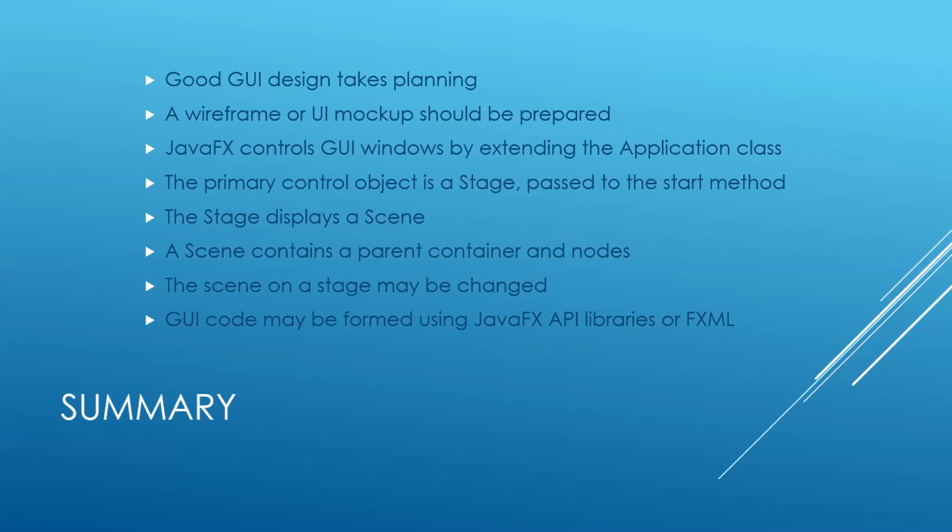JavaFX controls the GUI window by extending the Application class, and the primary control object is a stage, and this stage is going to be passed to our application start method. The stage displays a scene. The scene contains parent containers and children nodes. The scene on the stage can be changed, so our scene can constantly be changing, and we can have multiple scenes and multiple stages. Our GUI code, lastly, could be formed using JavaFX API libraries or FXML.